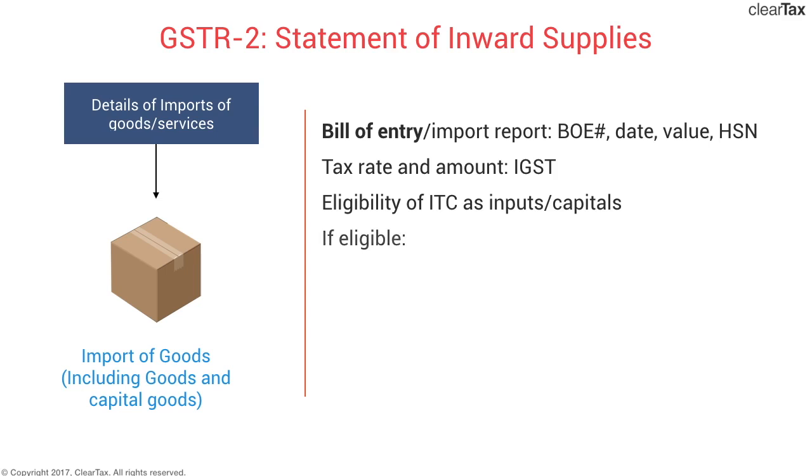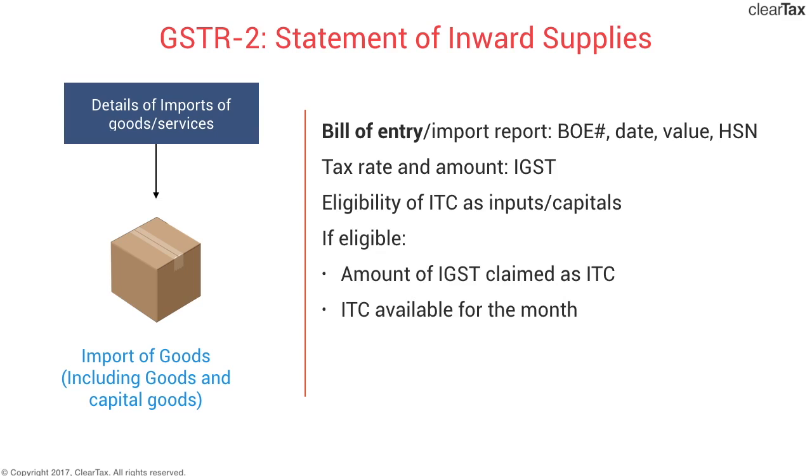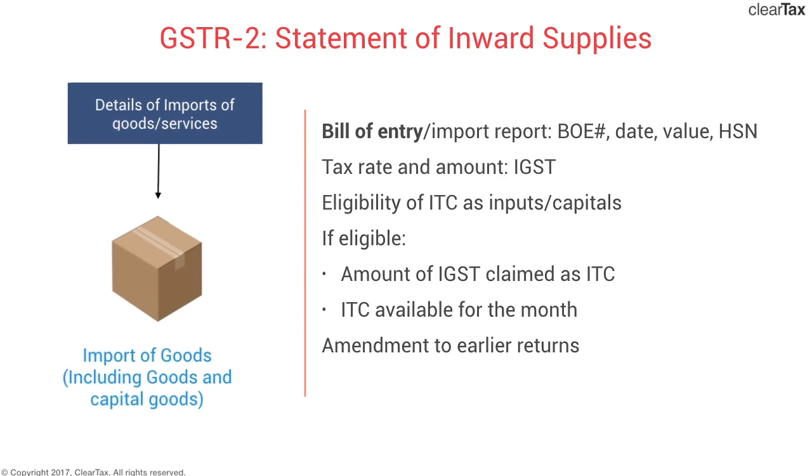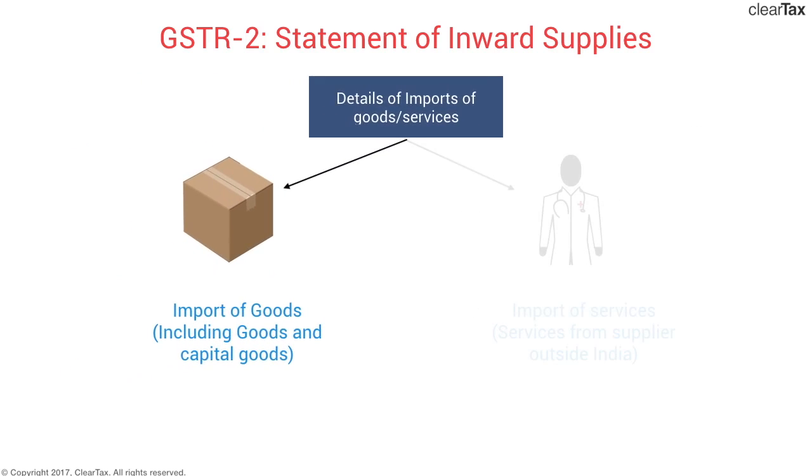If he is eligible for input tax credit on such inputs or capital goods, then he'll have to show the amount of IGST claimed as ITC and the ITC that is available for the month. As always, any revision to these details in earlier returns will have to be reflected in this return. Simple. We are going fast because they are normal details that we've discussed in GSTR 1.